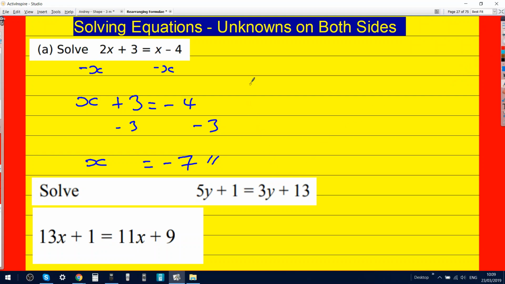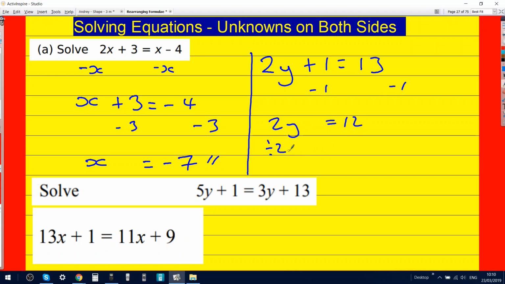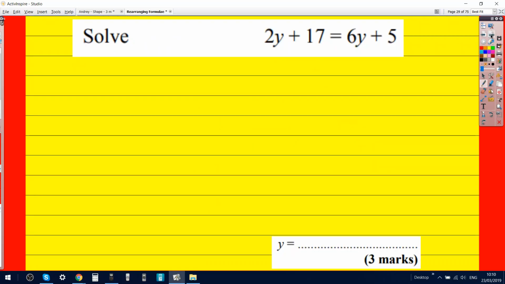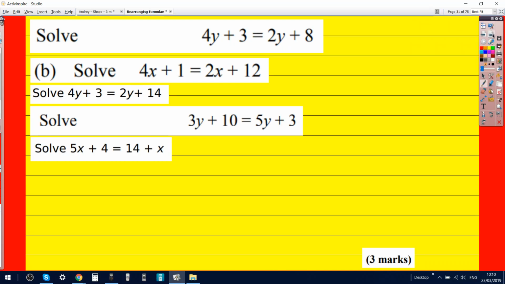What will be the 5y one? So that would be 2y plus 1 equals 13. Take the 1 away from 13, which is 12. So it'd be 2y equals 12. Then divide it by 2, so y equals 6. That's it. Great. That's fine.